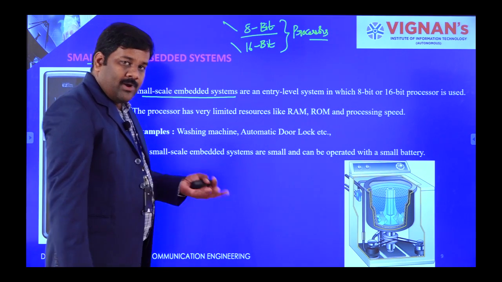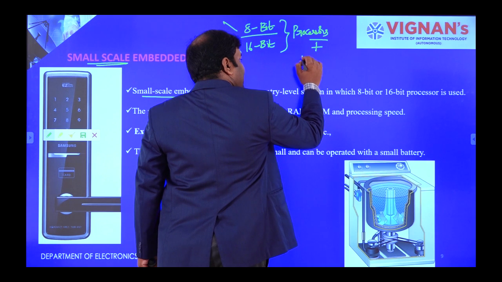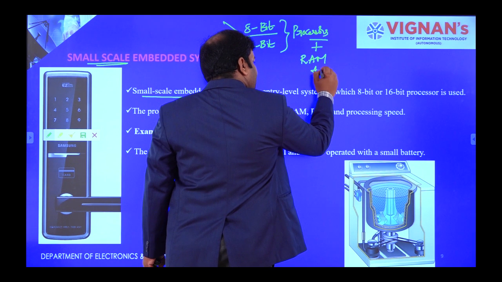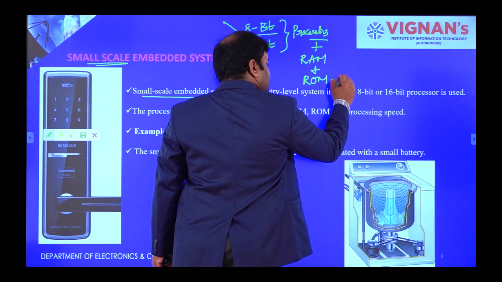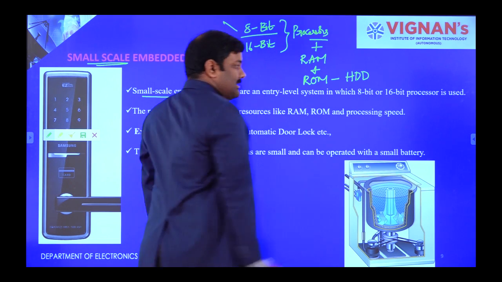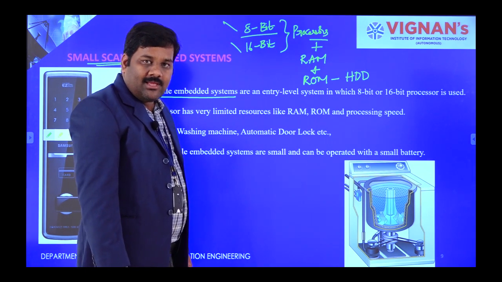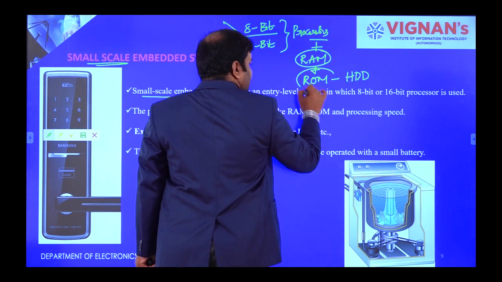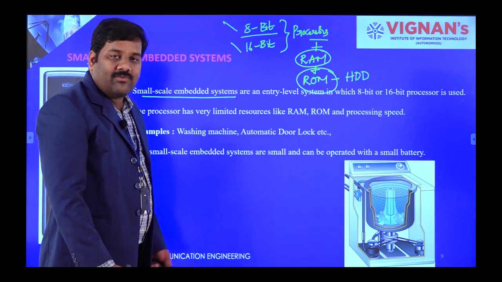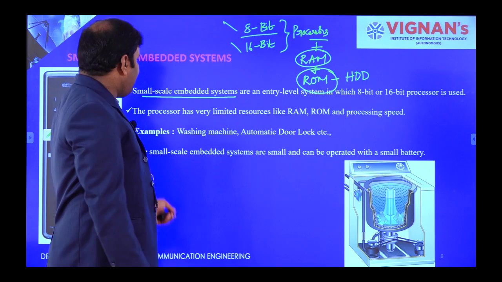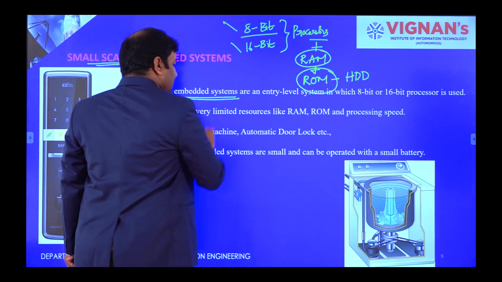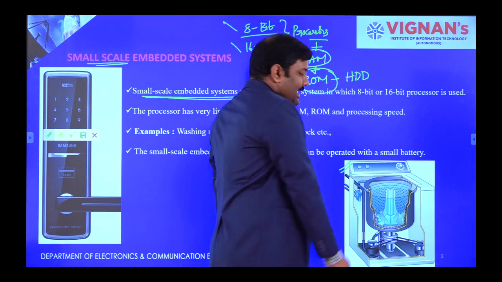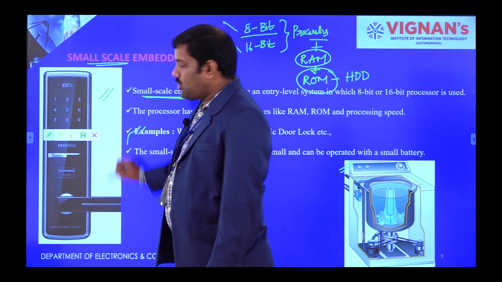Along with these processors, I may need one RAM, random access memory, to access the information, and one ROM, read only memory, which we call the hard disk, to store our information. If we combine these three components, a processor of 8 to 16 bits, RAM and ROM acting as hard disk, then you can implement small scale embedded systems. Two examples are a washing machine and a central locking system, or door lock system.